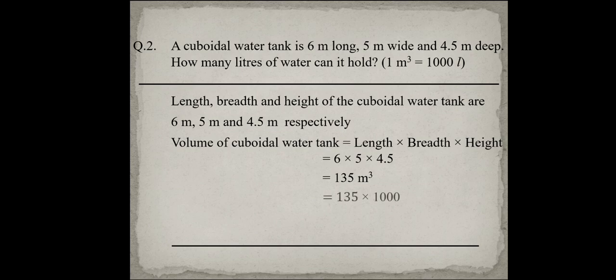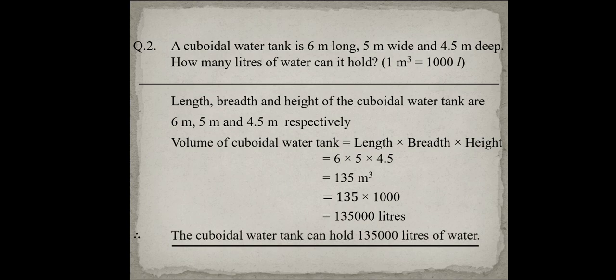So now convert this meter cube into liters. 135 into 1000, that is equal to 1,35,000 liters. So this water tank can hold 1,35,000 liters of water.